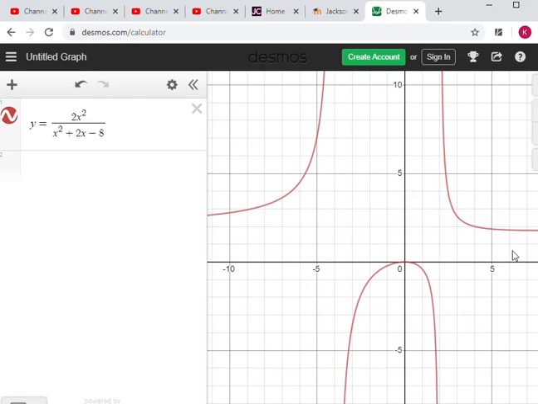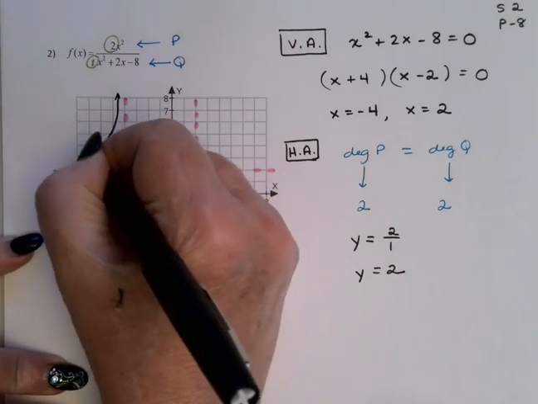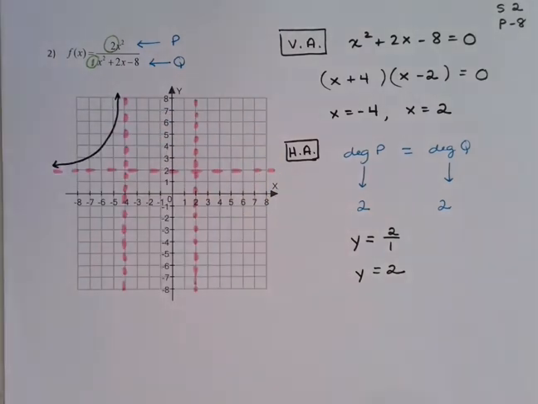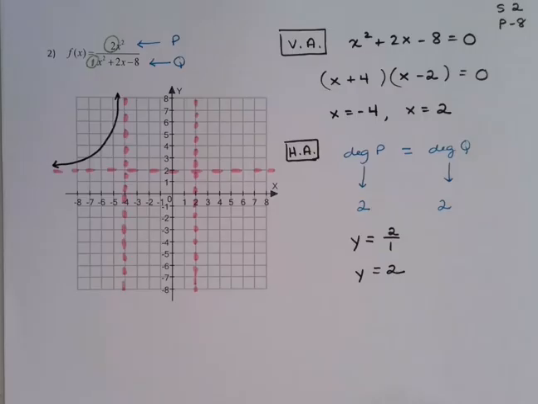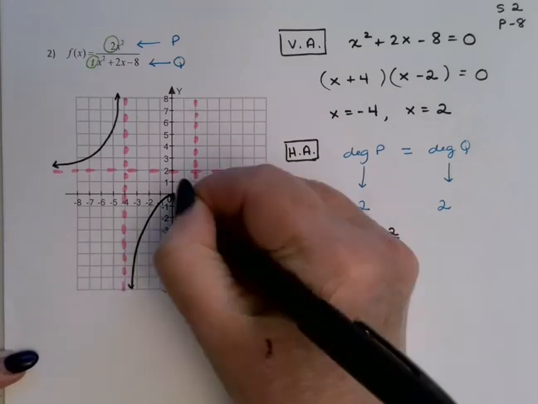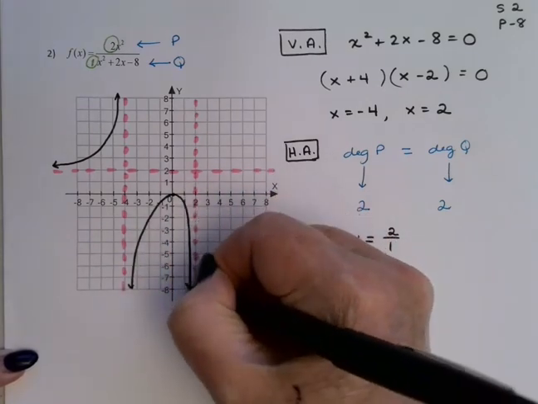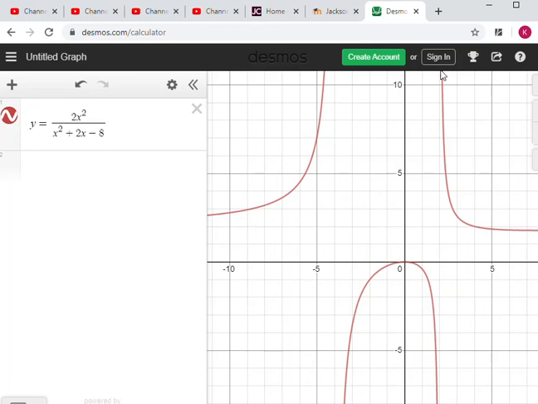So if I'm going to sketch my graph, I'm going to start out in this upper left quadrant, like so. Between the asymptotes, I have almost like a lopsided parabola looking thing, but the vertex does appear to be at the origin. Like that.